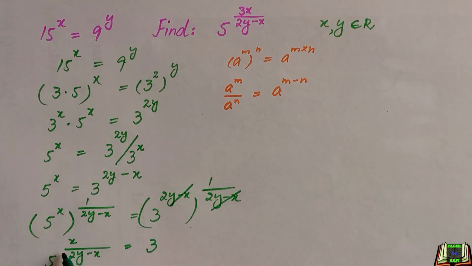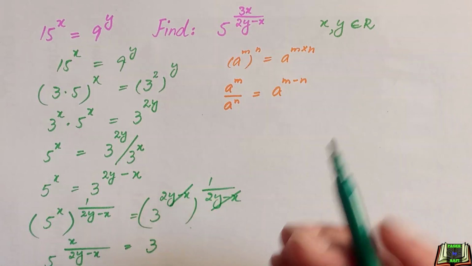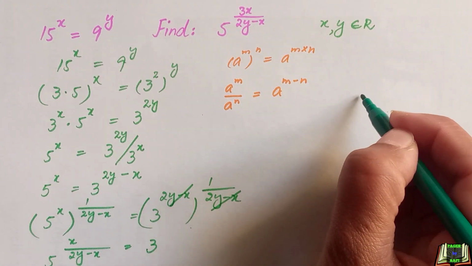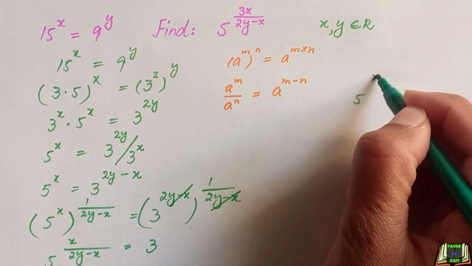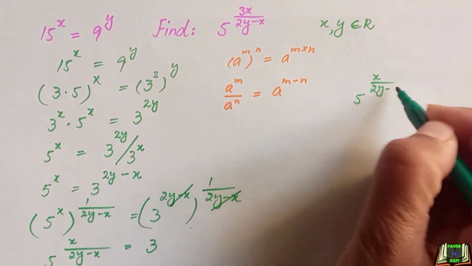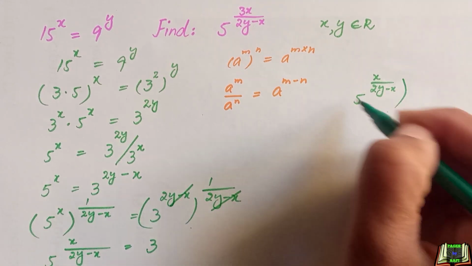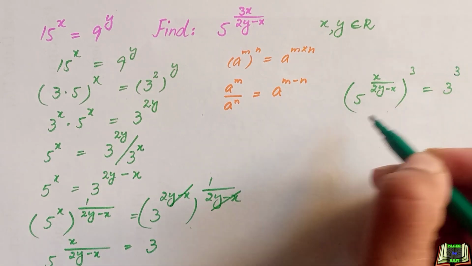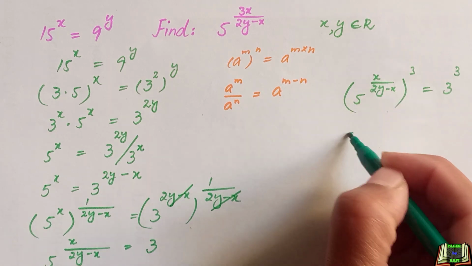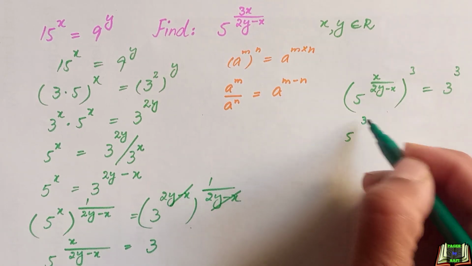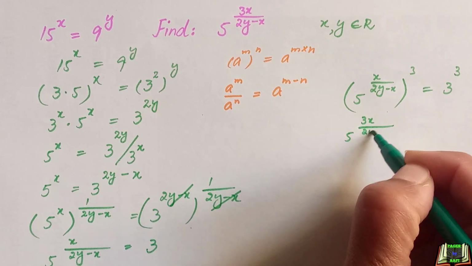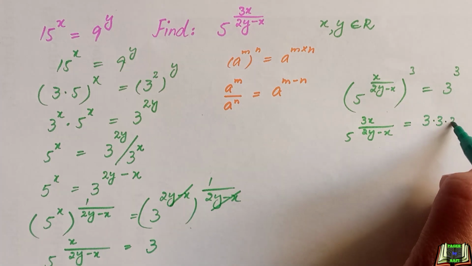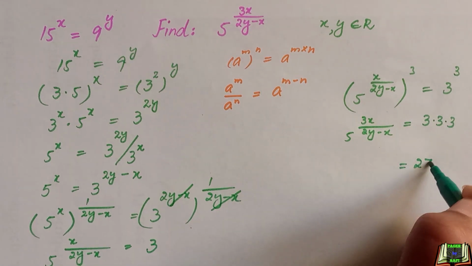As we can see, we have to find the value of 5 raised to power 3x divided by 2y minus x. So we are going to take the cube on both sides of this equation. 5 raised to power x divided by 2y minus x, cubed, is equal to 3 cubed. Using the power of a power rule, we can multiply the powers. 5 raised to power 3x divided by 2y minus x is equal to 3 cubed, meaning 3 times 3 times 3, which is equal to 27.